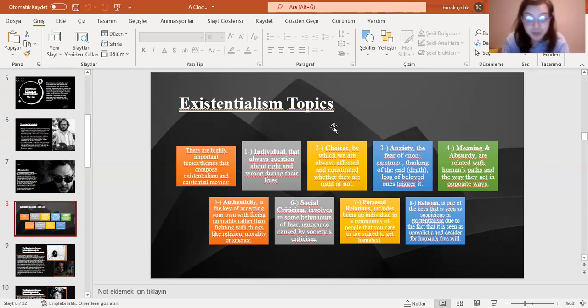Meaning and absurdity. They are related to humans' paths and the way they act in opposite ways. Authenticity is a key to accepting your own self by facing up to reality rather than fighting with things like religion, morality, science, or society.